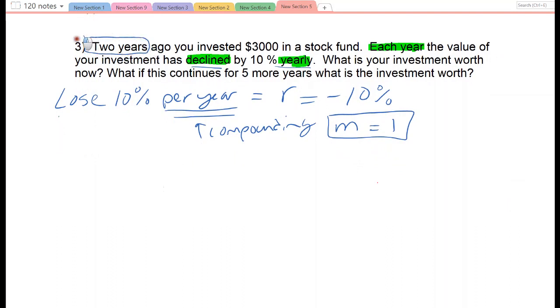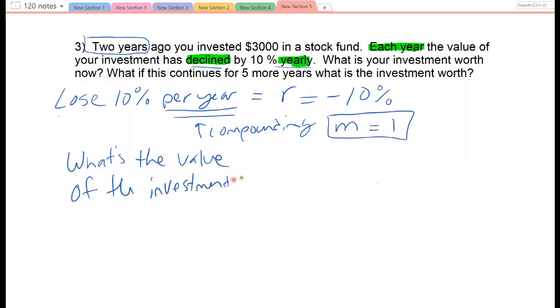We invested 2 years ago. Alright, and so we want to know what's the value of the investment after 2 years. And so it is, even though it's the investment now, it's a 2-year future value. So I am looking for a future value, which should be less than 3,000. It's a future value after 2 years, after my money went down by 10% per year for 2 years.